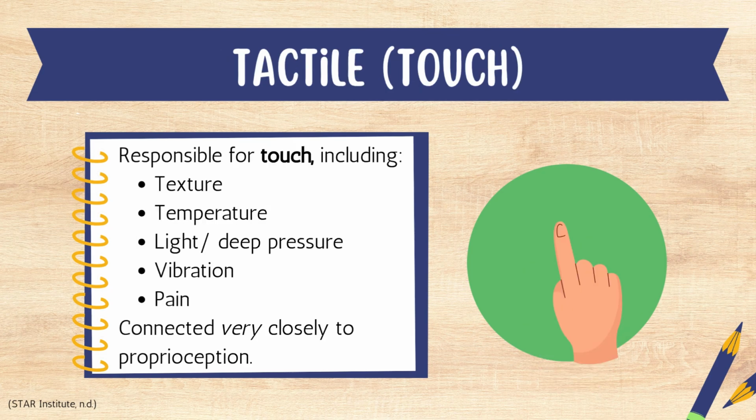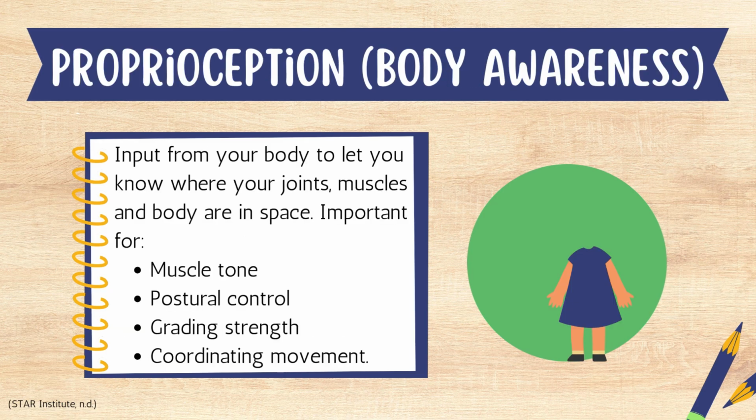Tactile is responsible for touch, including texture, temperature, light and deep pressure, vibration, as well as pain. This is connected very closely to proprioception. Proprioception is input from your body, including joints, muscles, and tendons. This sensory system cues you into where your body is in space and is important for muscle tone, postural control, grading or adjusting strength, and coordinating movement.